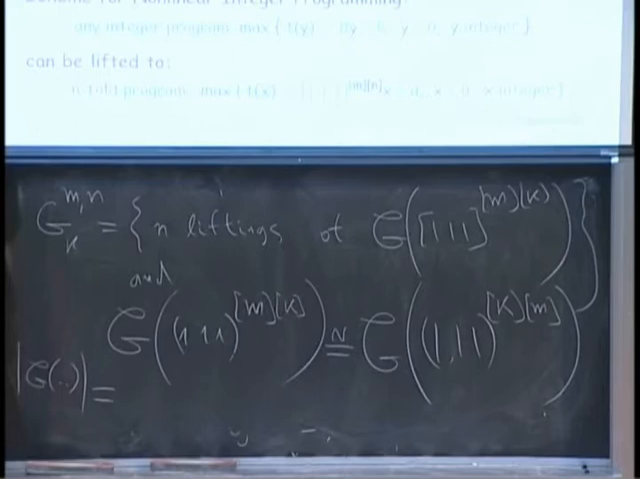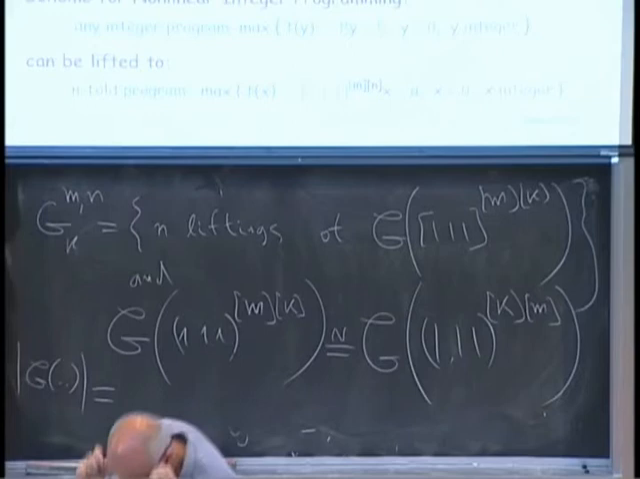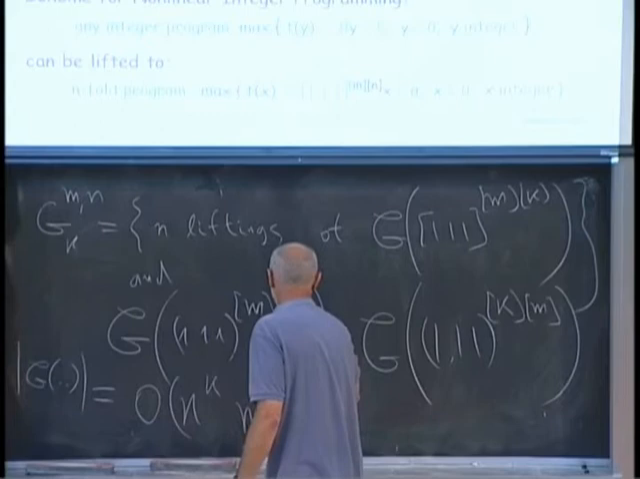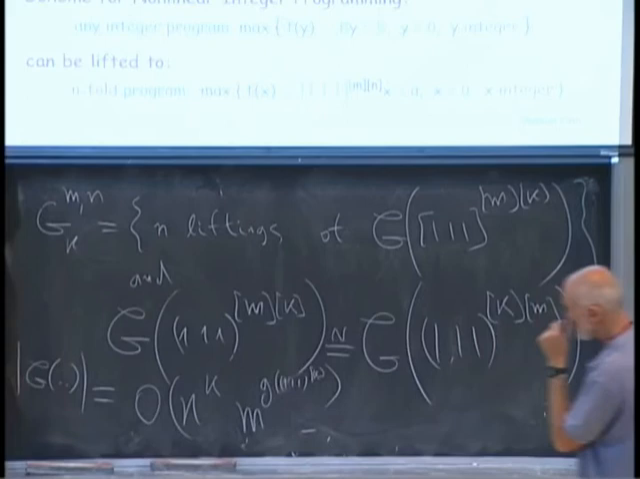N choose what? Well, actually, let me start from here, and I want to be careful here not to get confused. So it's going to be, well, you can work it out. Roughly, it's going to be roughly order n to the k, m to the g of 1, the Graver complexity of this matrix, roughly.